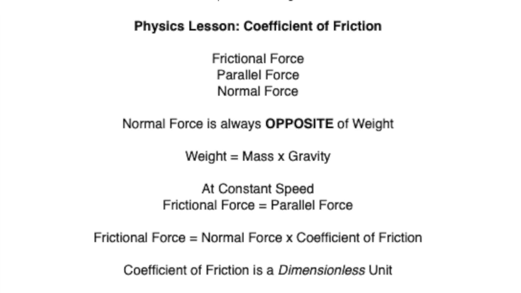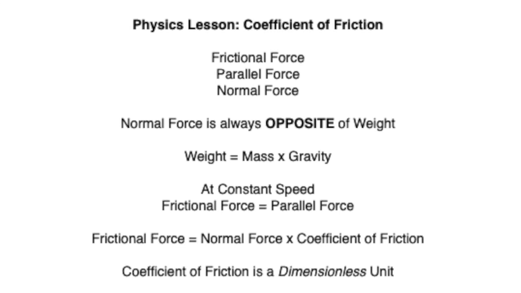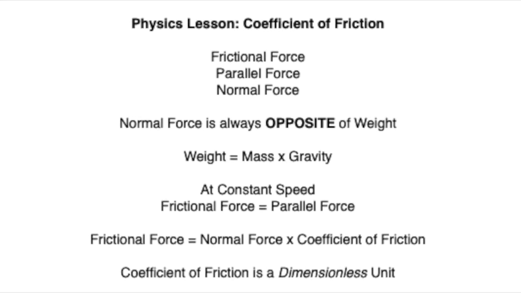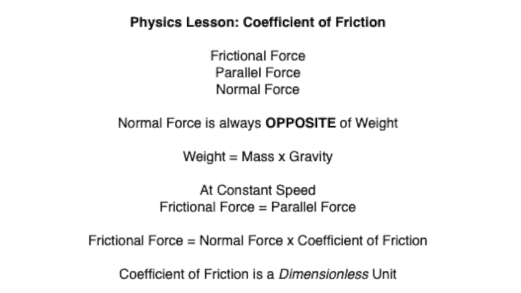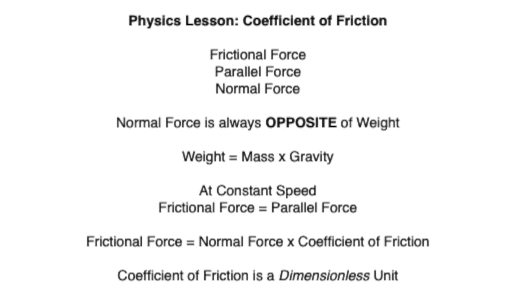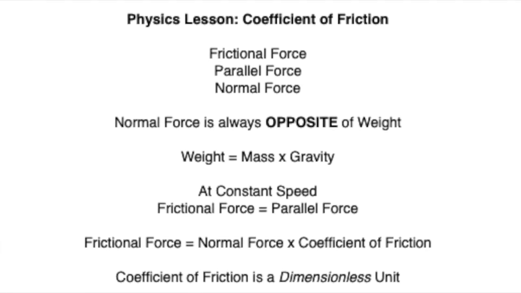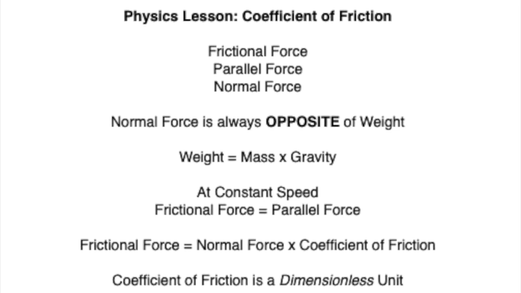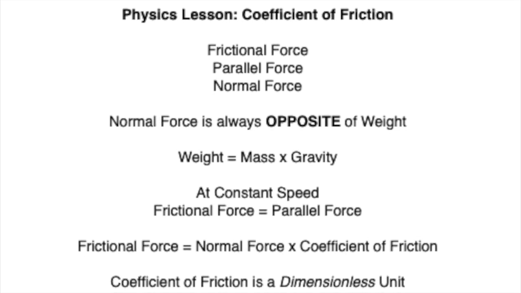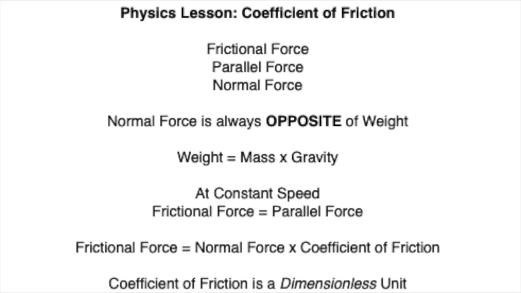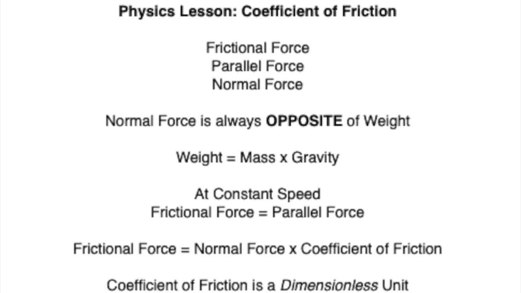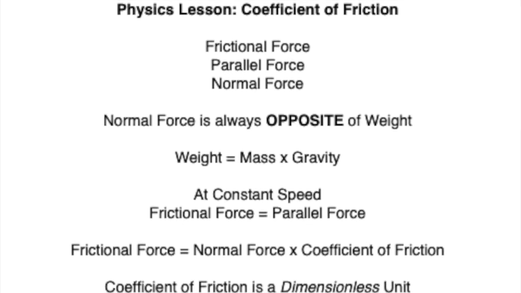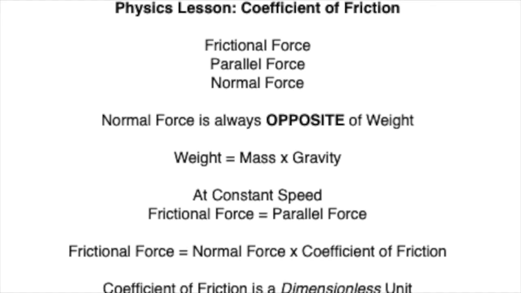Let's review a few key points from the video. The coefficient of friction uses frictional force, the parallel force, and normal force. Normal force is always opposite of weight. Weight equals mass times gravity. At constant speed, frictional force equals parallel force. Frictional force is equal to normal force times the coefficient of friction. Remember, the coefficient of friction is a dimensionless unit.